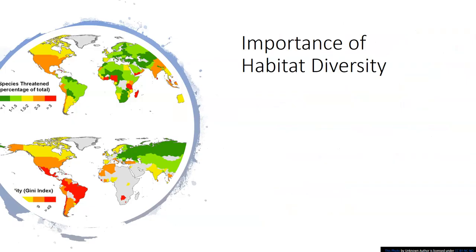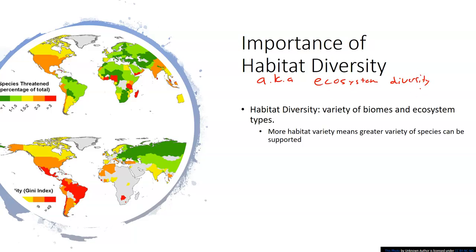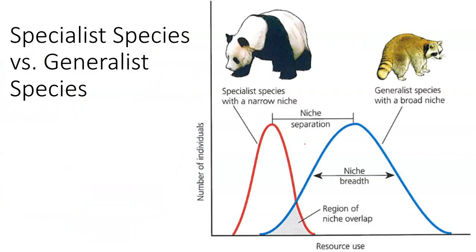All right, habitat diversity, also known as ecosystem diversity, is just variety of habitat types. And this is really easy to understand, you guys. The more types of habitats we have, the more types of species we can support. So more habitat variety means greater variety of species can be supported.